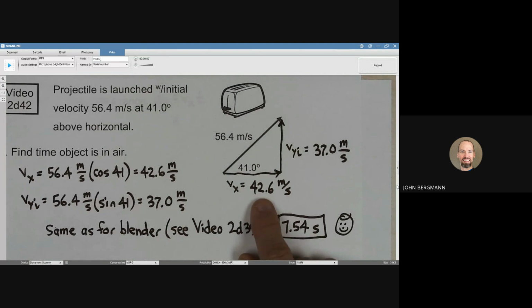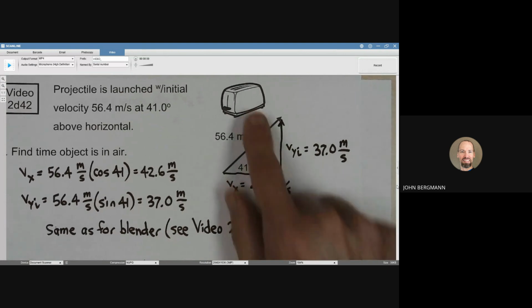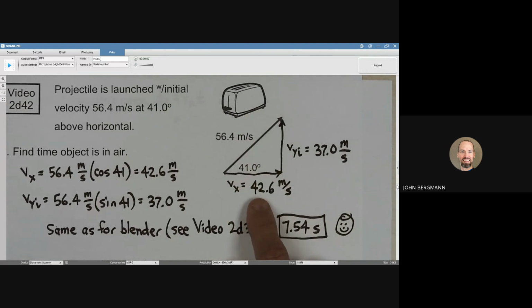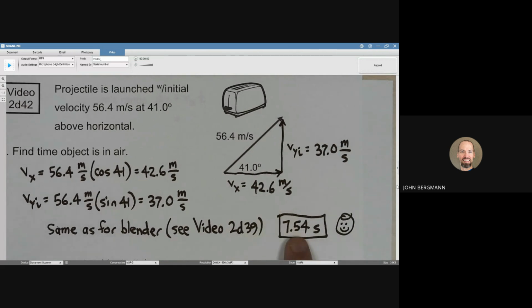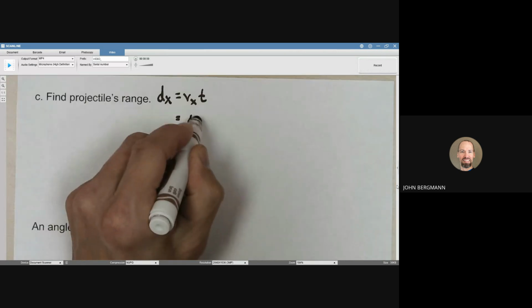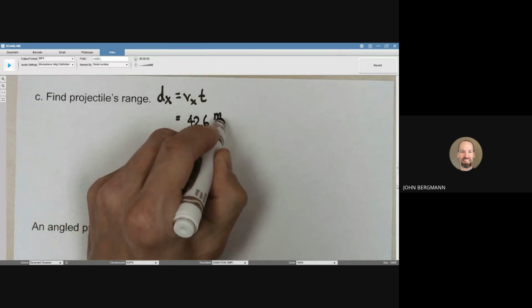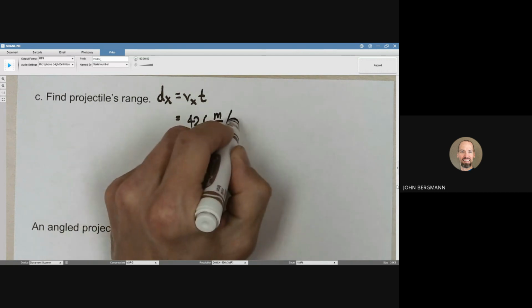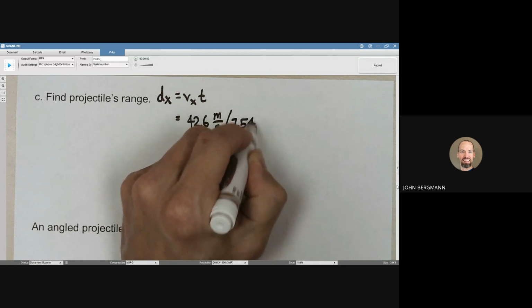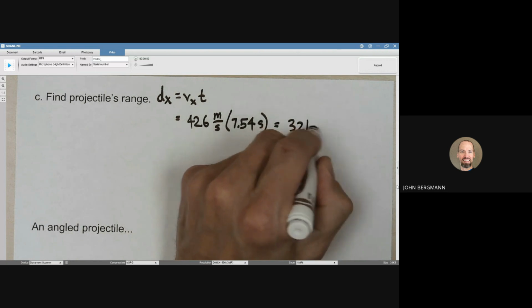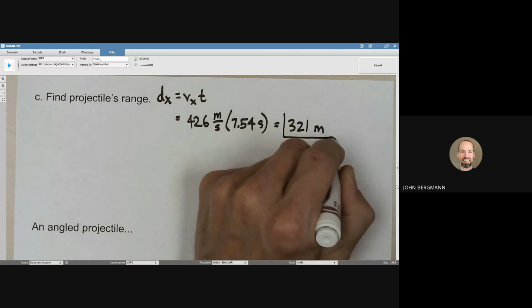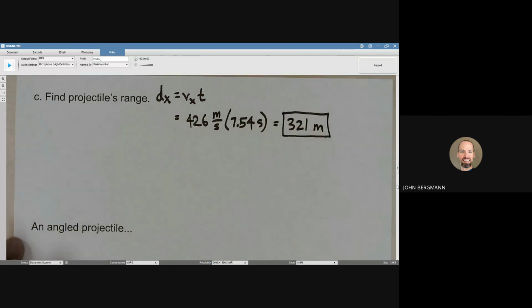What this means is every second that this toaster is in the air, it moves to the right 42.6 meters. The next second, it's moved another 42.6 meters to the right. And it does that every second for 7.54 seconds. 42.6 meters per second to the right for every second of these 7.54 seconds. That comes out to be 321 meters. That's how far away that toaster is going to land.